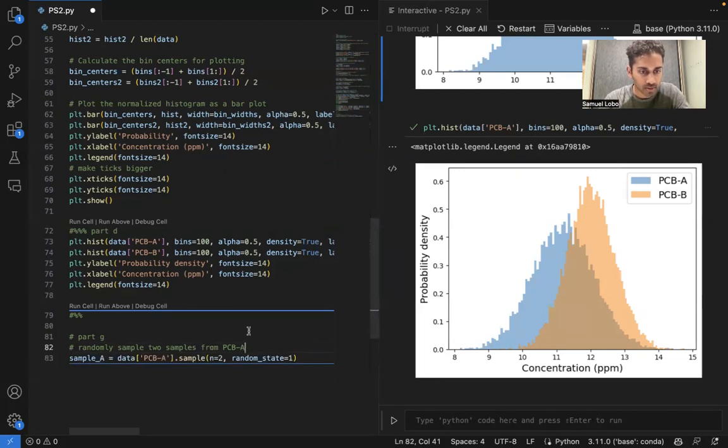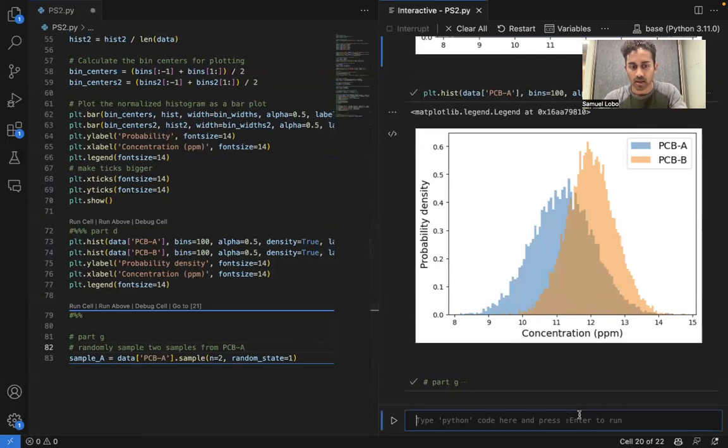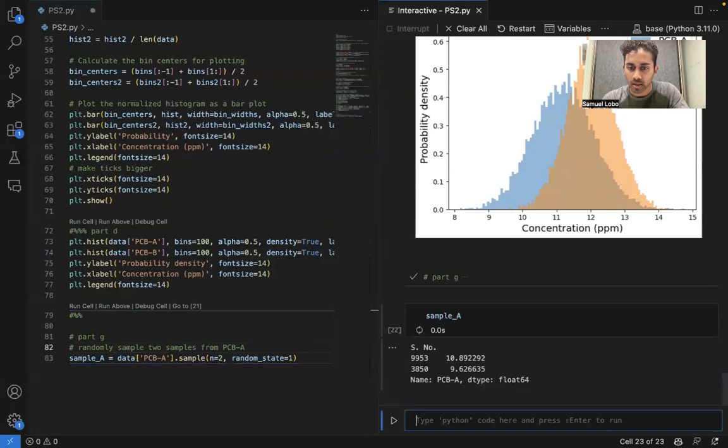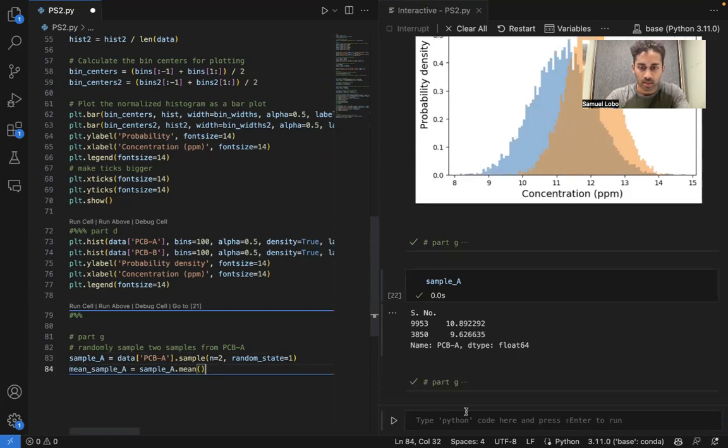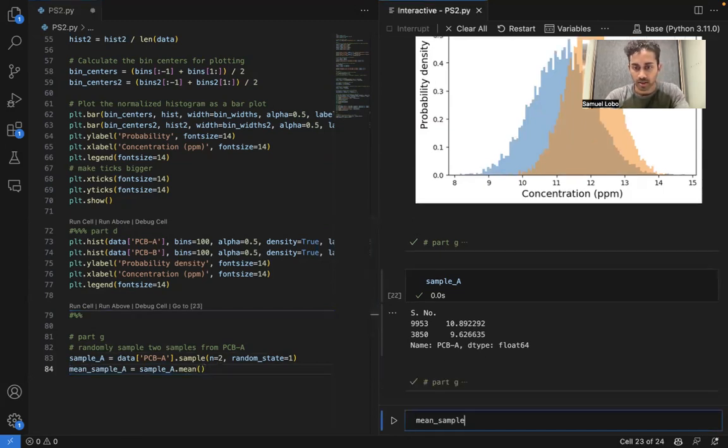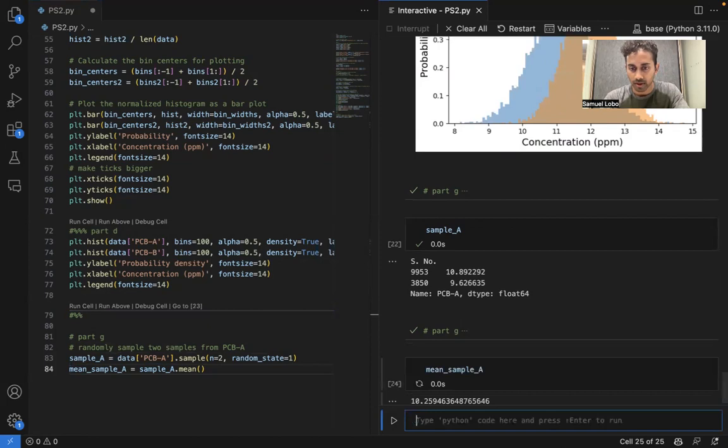Okay, so let's see. When I run this cell and I type sample A, it's giving me two samples. It grabbed sample 9953 and sample number 3850. So it's two random samples, and their values were 10.89 and 9.62. That looks good. And if I wanted to find the mean of sample A, I could use sample A dot mean. And if I type mean sample A, I have a value.